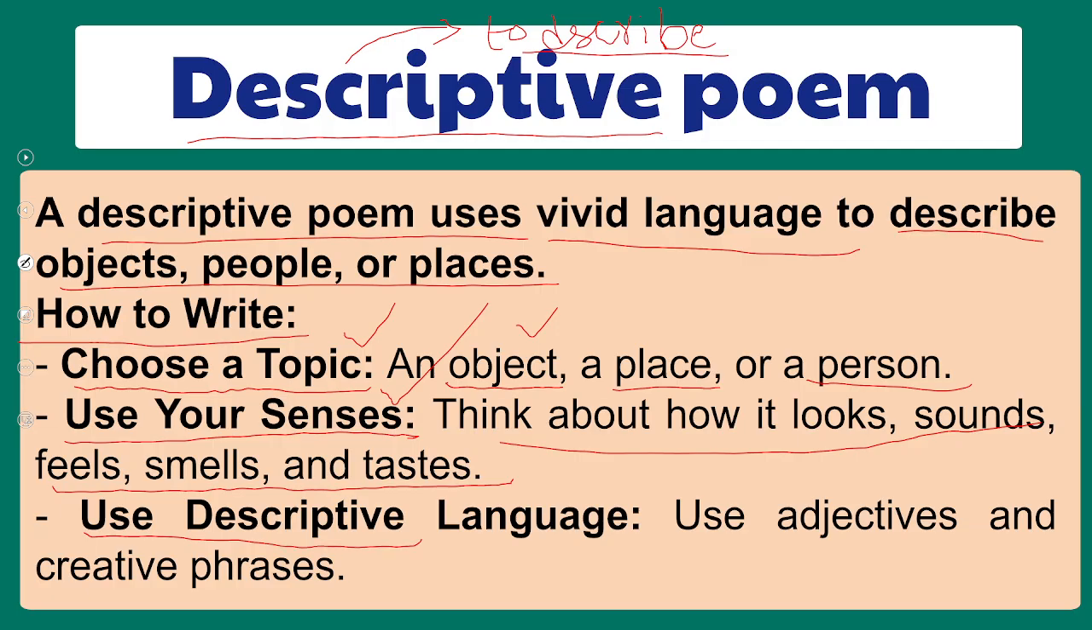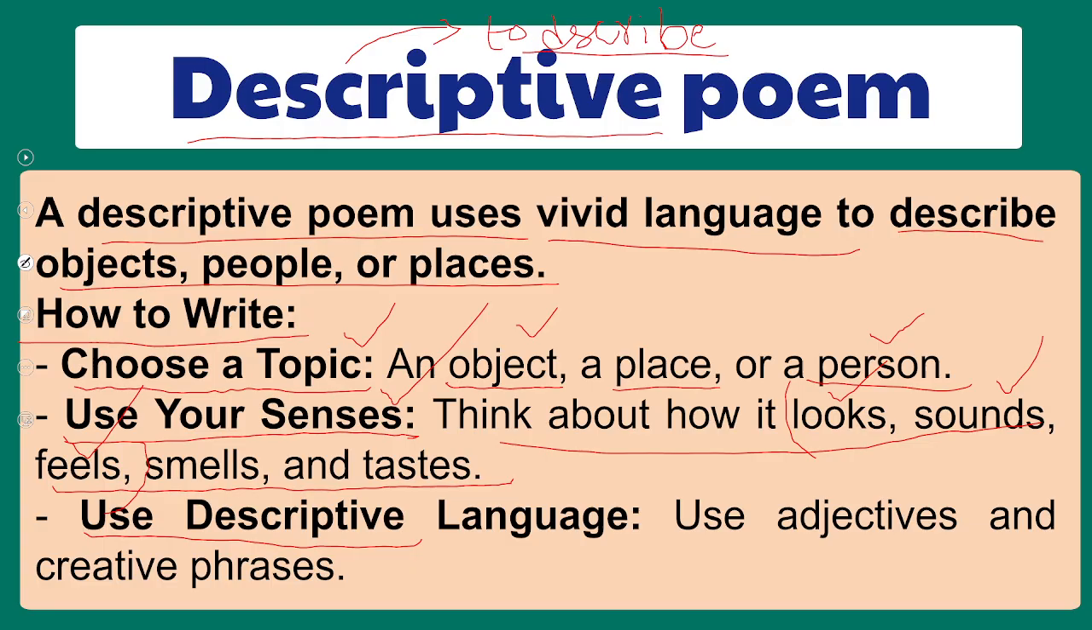Thirdly, you have to use descriptive language. Let's take an example. You have to choose a person. For the sake of a person, you have to identify what the person looks like, what the person sounds like and how you feel about that person. So you can write about a person in a descriptive form, telling the readers about these three things.